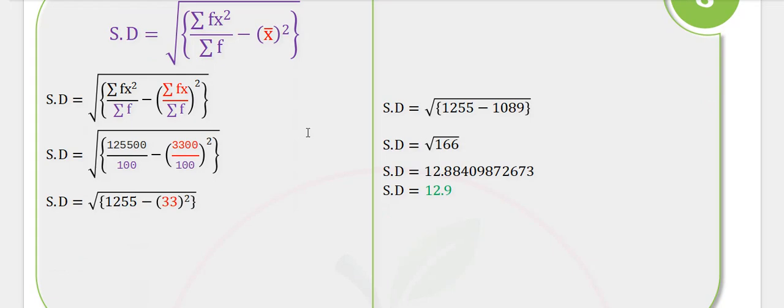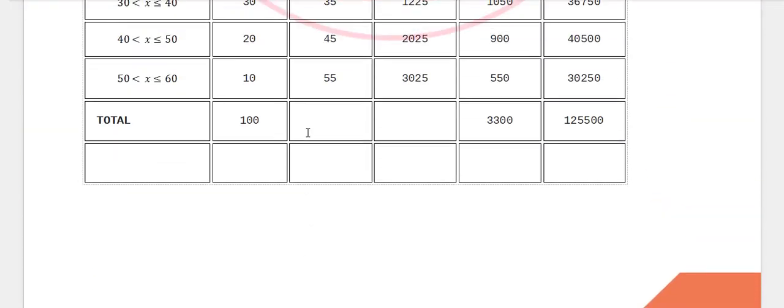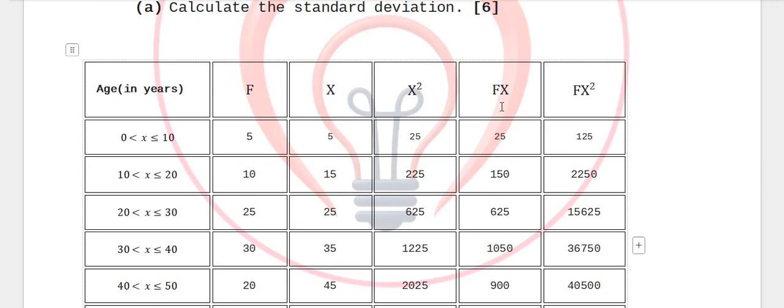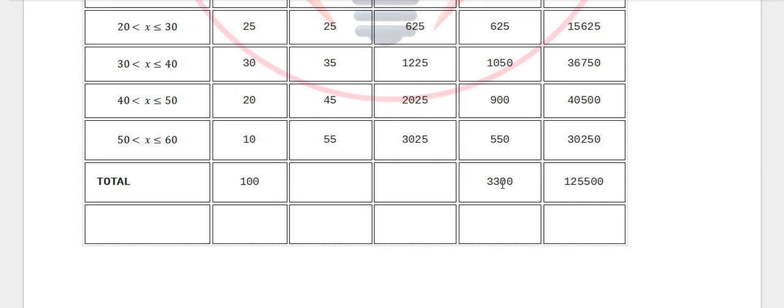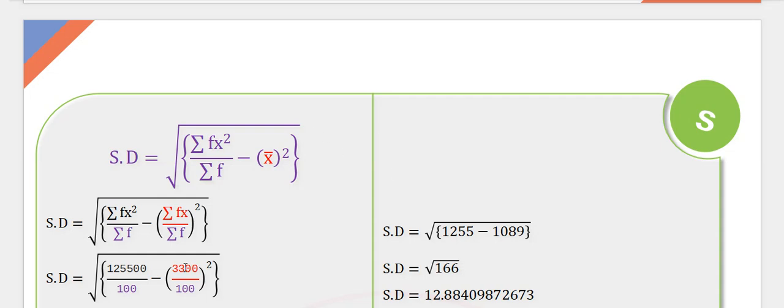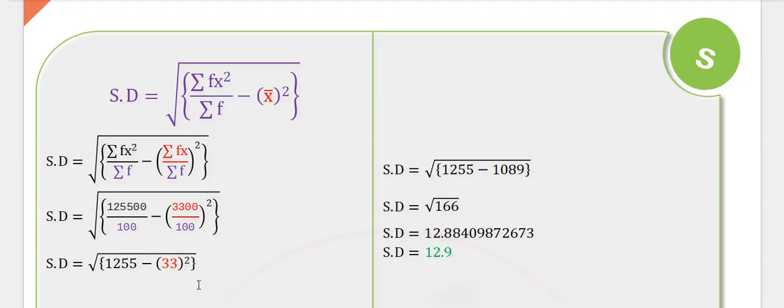fx is what? We go back to the table again. We go for fx. There is fx. We go back to the total number, 3,300. We place it, 3,300. And the f, you place it like that. You understand where I'm coming from, right? Or where I'm going with this, right?